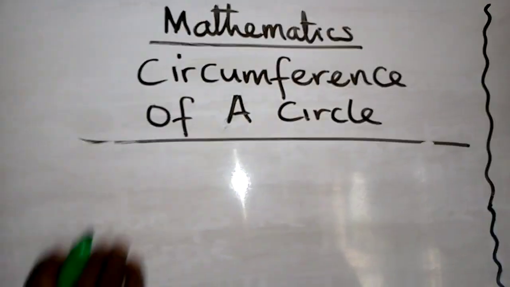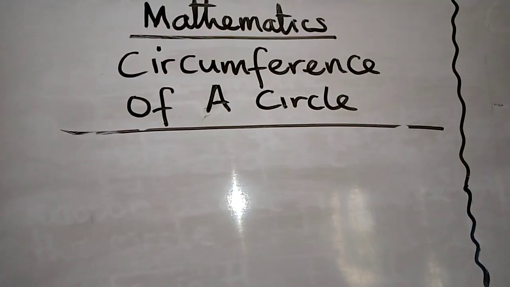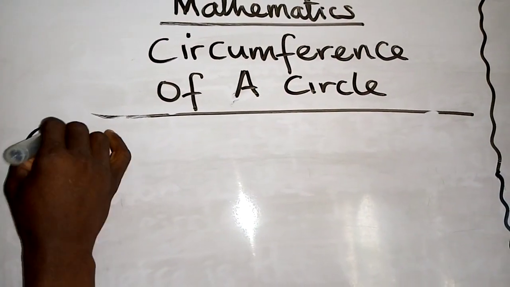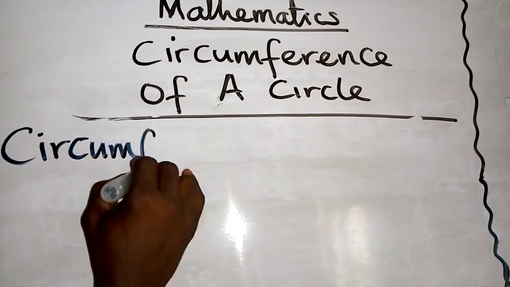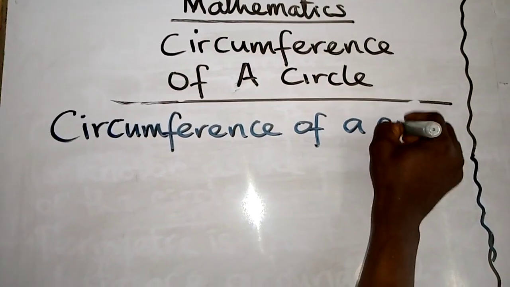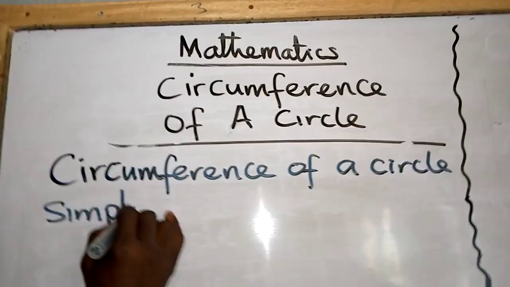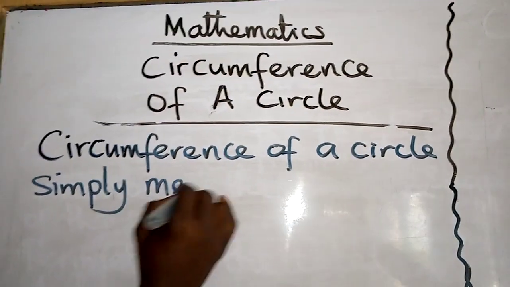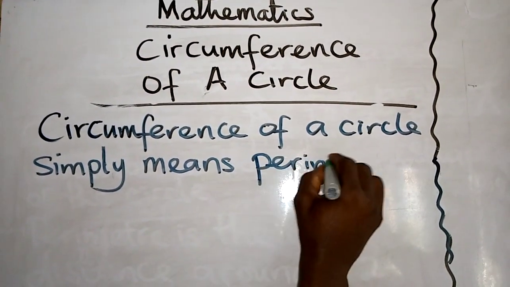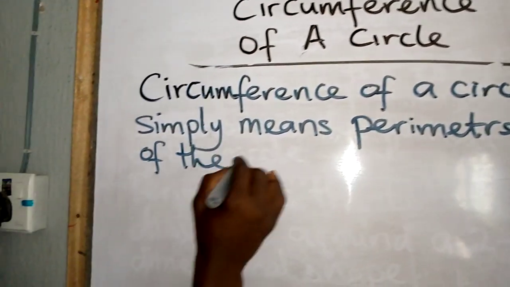It's mathematics, and our topic is circumference of a circle. Okay, what do we call a circumference of a circle? The circumference of a circle simply means the perimeter of the circle.